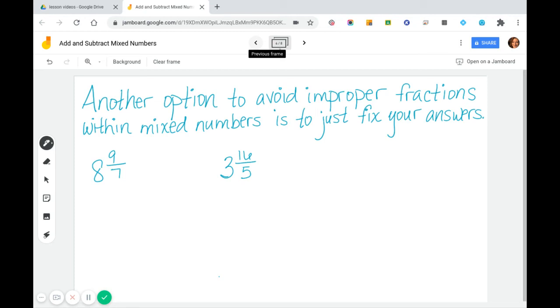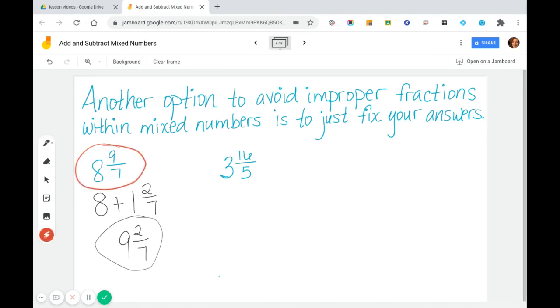So this 8 and 9/7, think of it this way. I have an 8 and I'm going to put a plus sign when I say and. 9/7 is really 1 and 2/7 because 7 goes into 9 one time with 2 left over. Then I can put those together and get 9 and 2/7. If you want to do it that way, that is totally fine. Just don't forget to check, because if you end up with one of these weirdo answers, you have to fix that weirdo answer or it can't be counted correct.